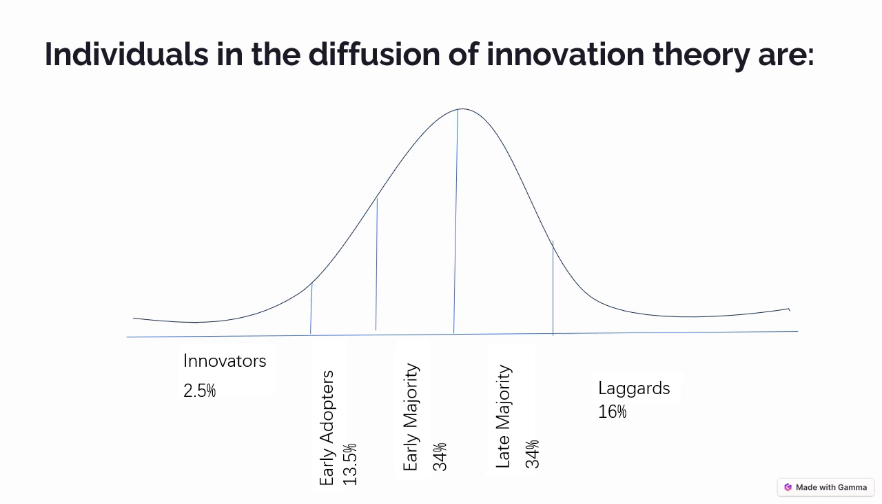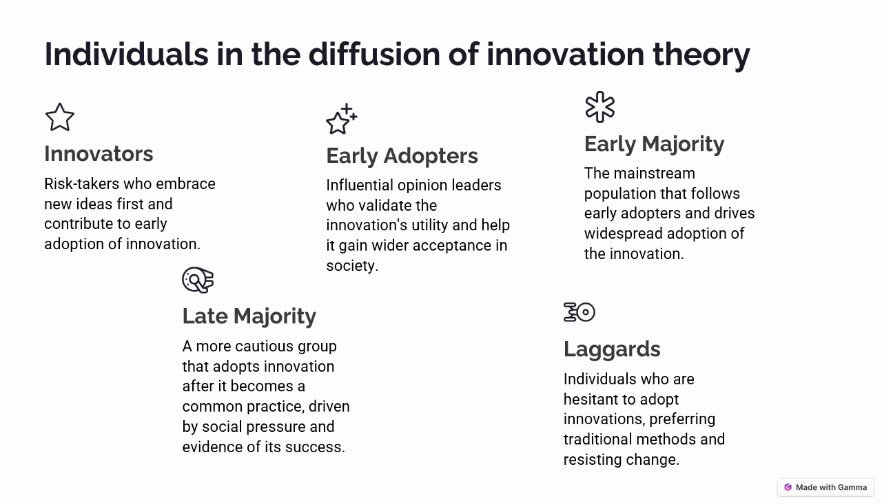Let's look at the individuals in the diffusion of innovation theory. According to this theory, there are 5 sets of individuals in the society. These are the innovators, early adopters, early majority, late majority, and laggards. Innovators are risk takers who embrace new ideas first and contribute to early adoption of innovation.